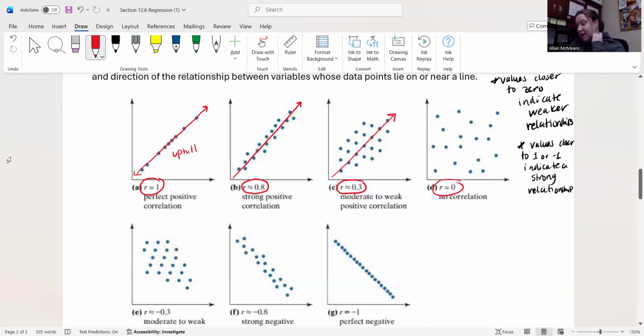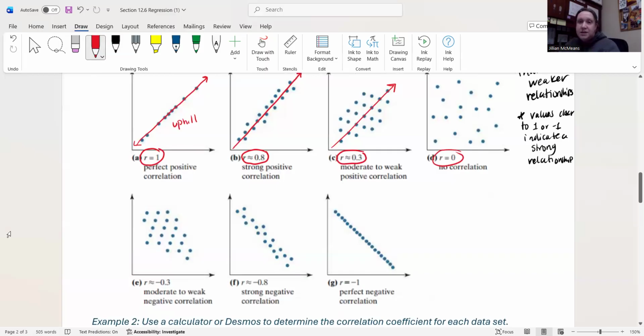So for graph E, you can see that there seems to be some kind of negative relationship here. Okay? These points are not very closely clustered around a line, but they're definitely sort of linear-ish. It seems as X gets bigger, Y gets smaller, okay? So you could envision a line going through this data set, but that line would definitely be going downhill, okay? There is some kind of negative correlation, but it's a bit weaker.